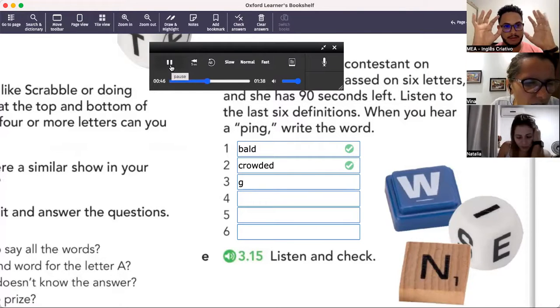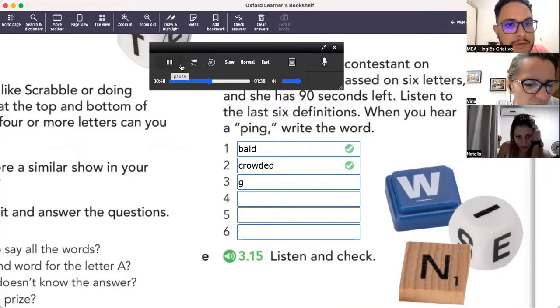It begins with G. They're things that people wear on their hands.